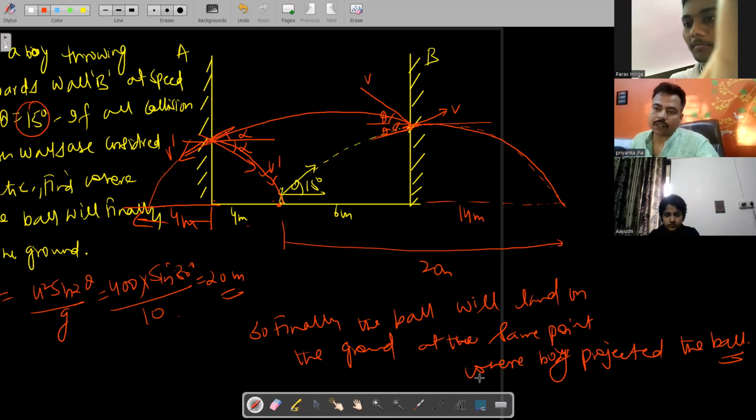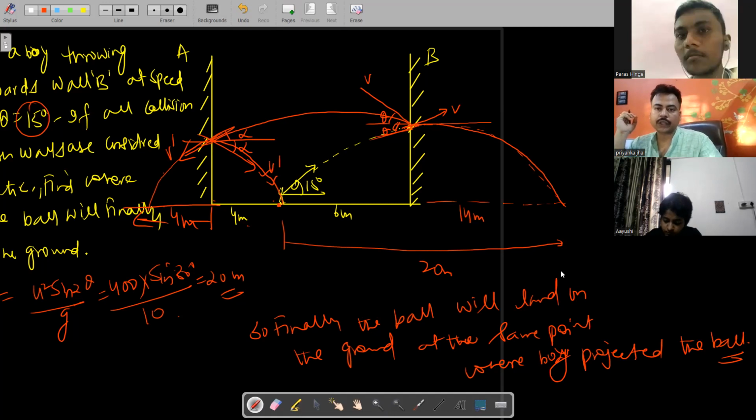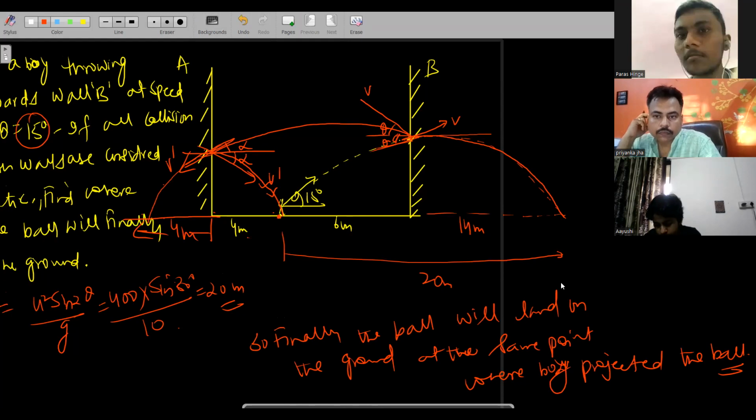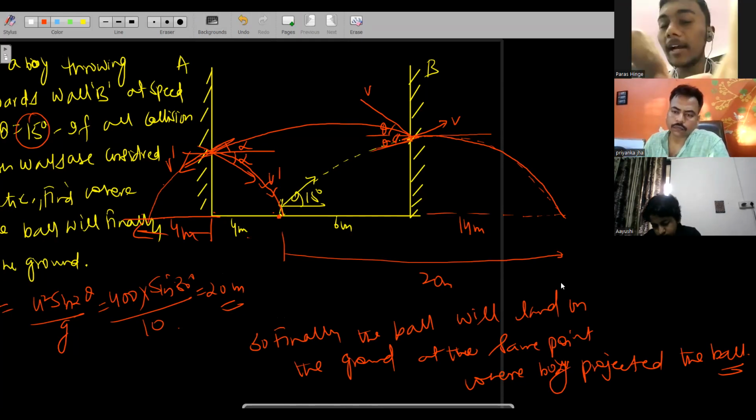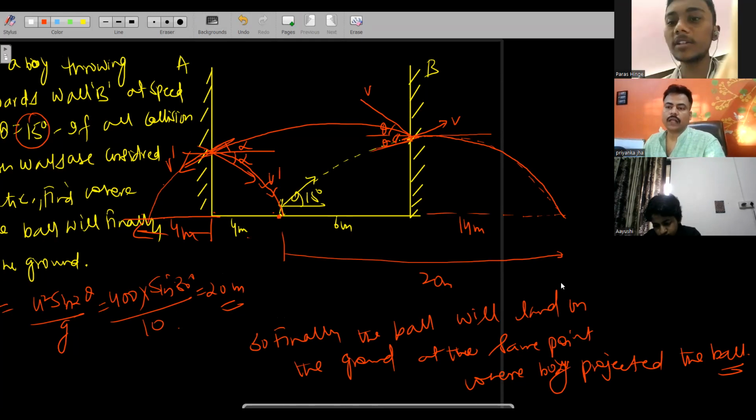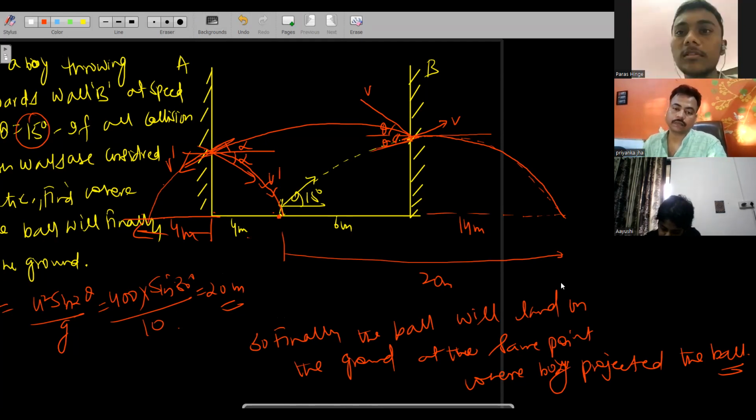Paras, did you understand the concept? This was a very good concept. Yes, sir. Sir, when the ball rebounded at an angle alpha, it is not mentioned that it is an elastic collision. We have to consider that. No, the question has already said that all collisions will be considered as elastic collisions. Yes. Okay, sir.